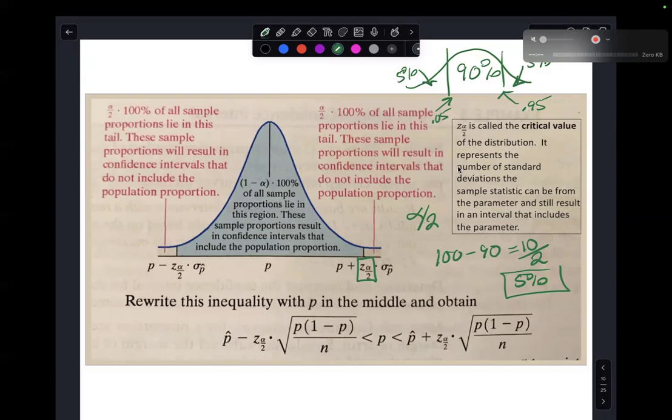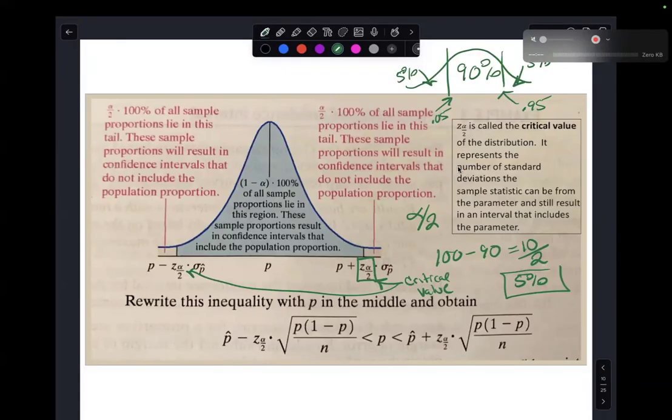So this value that we find, this z-score right here, it's called a critical value. That's what that z-score is called. Both of them. It's called a critical value. It just represents how many standard deviations away from the mean we can be and still be within our interval.